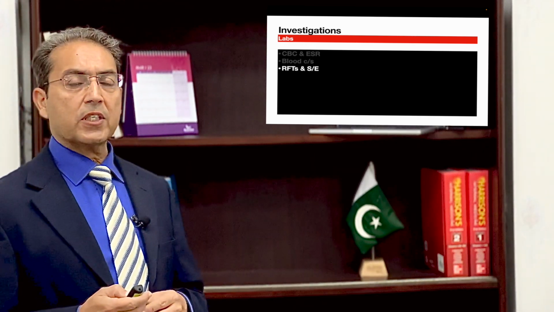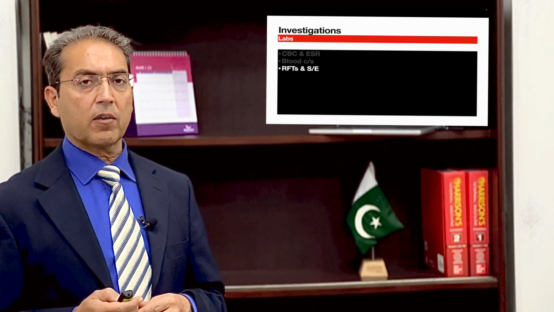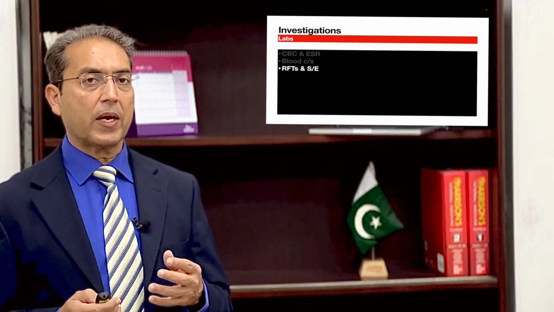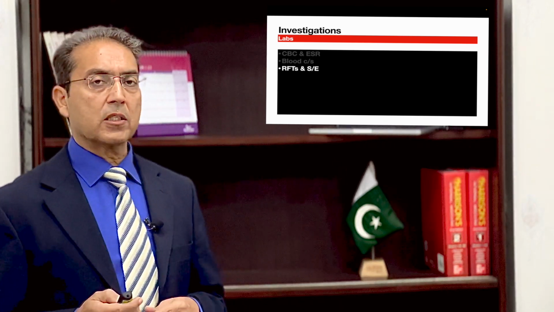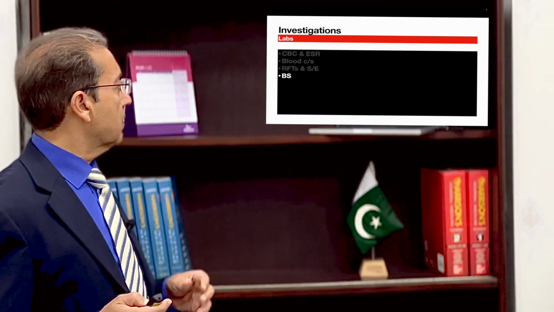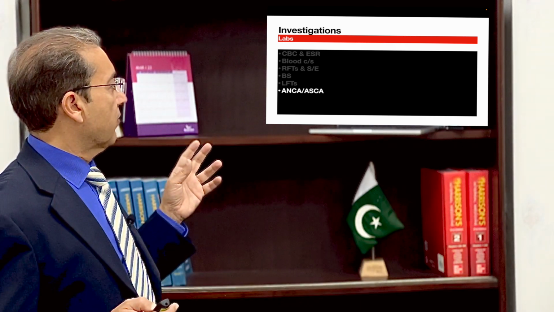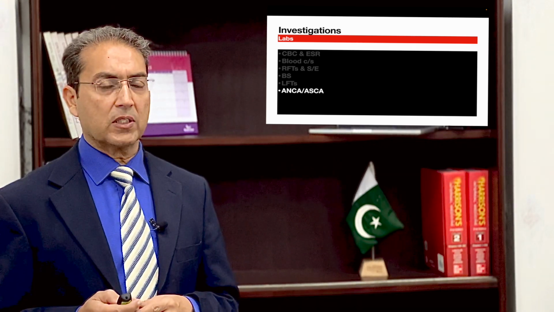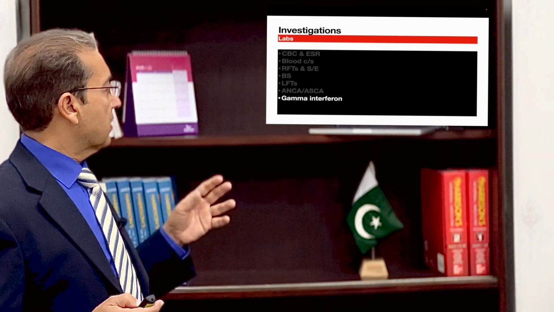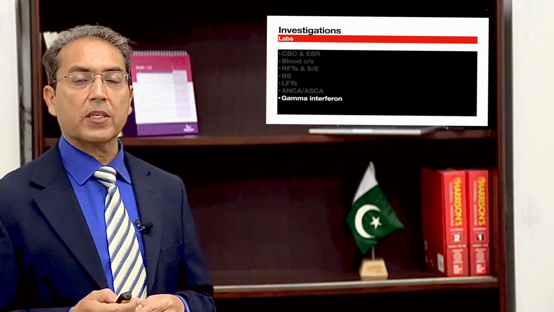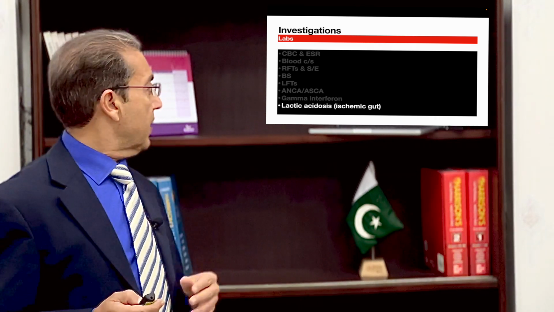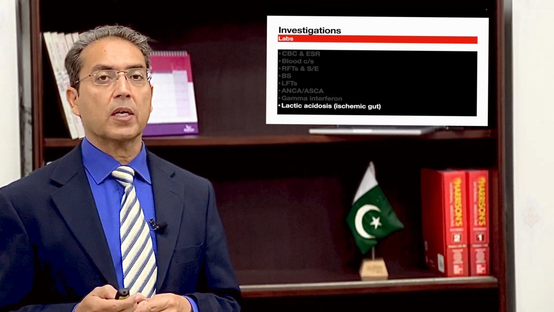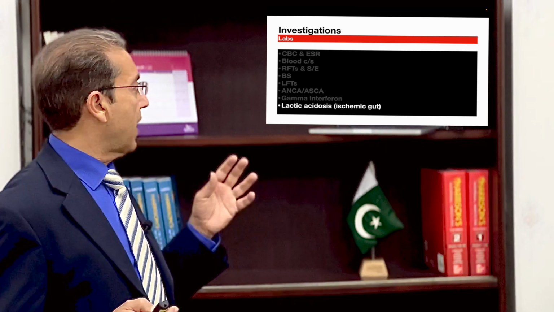Go for the renal function testing. Test for the serum electrolytes, because hypokalemia is one of the conditions which can mimic intestinal obstruction causing paralytic ileus. Check the blood sugar, check the liver function test, check the ANCA and ASCA to see the presence of inflammatory bowel disease or vasculitis. Then gamma interferon may be tested for the presence of tuberculosis. And then finally, you may go for lactate, which may be high in patients who have ischemic gut. So these are the lab investigations.